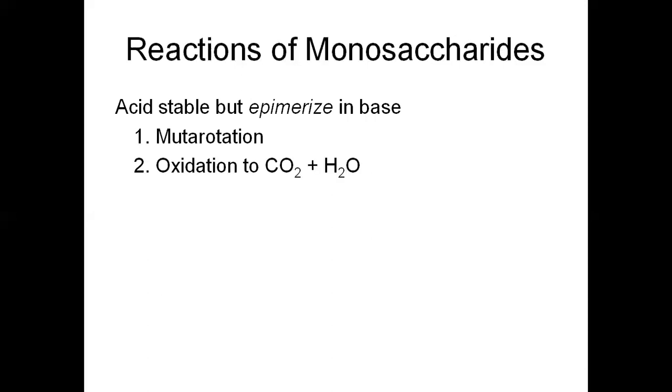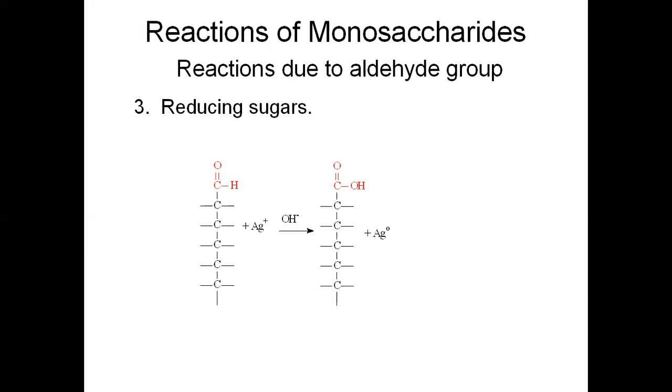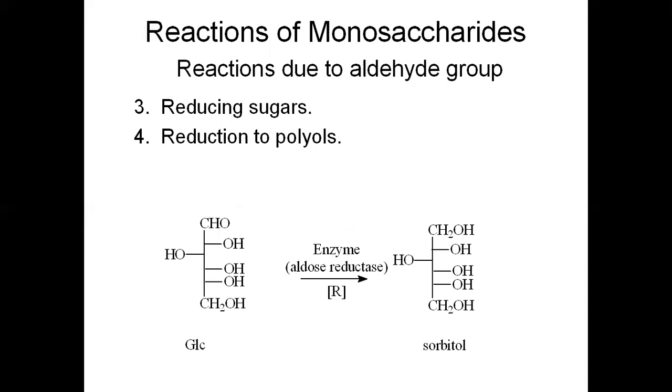Second, they can be oxidized to carbon dioxide and water, as known from high school biology. If a sugar has an aldehyde group, it is referred to as a reducing sugar. In other words, they will reduce substances such as copper 2 ion to metallic copper. Aldehyde groups can be reduced to an alcohol, which is referred to as a polyol. Polyol accumulation in diabetes contributes to diabetic complications.